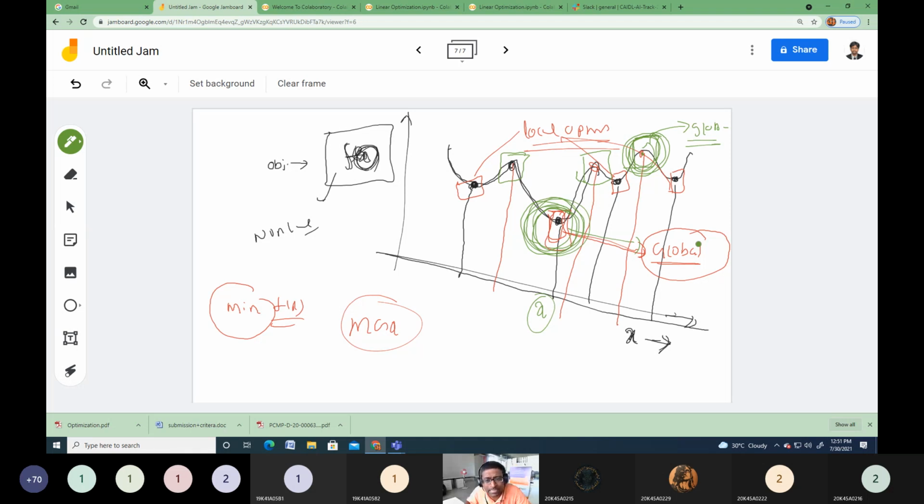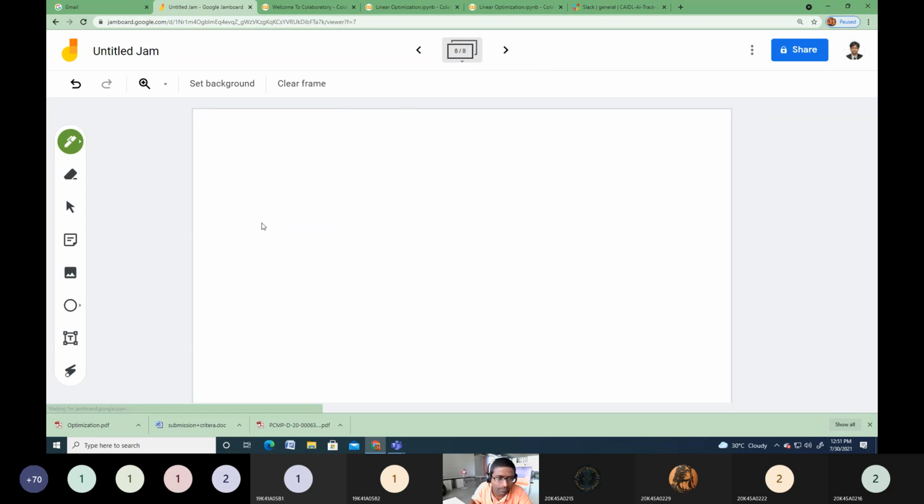Of course, in our machine learning case, we are dealing only with convex type functions. In machine learning, we are trying to minimize some error function. That error function is a convex function. Our error function is a convex function.